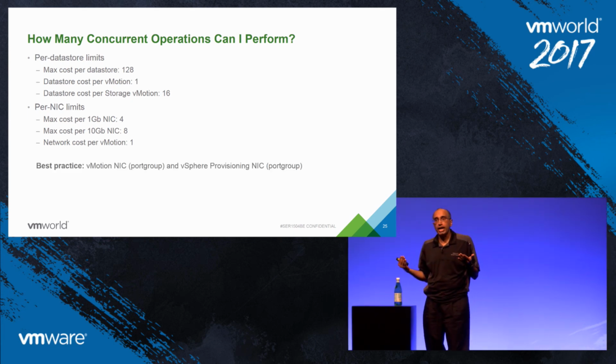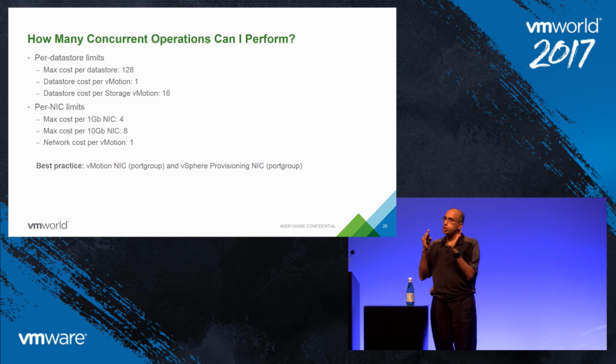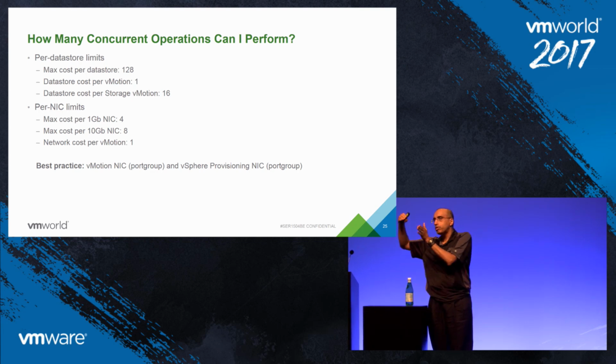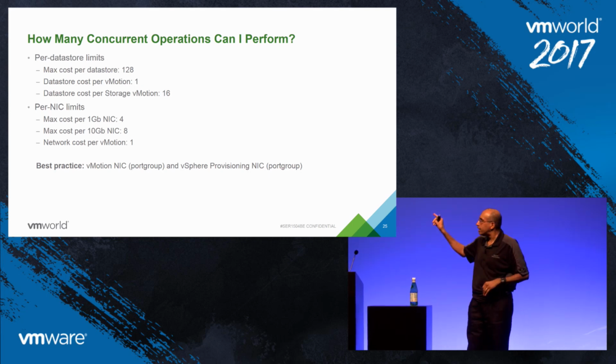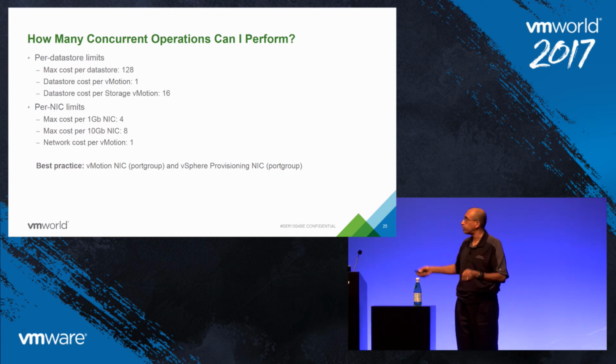Now, our best practice is to have you deploy a separate vMotion NIC and deploy a separate vSphere provisioning NIC so that you can get maximum concurrency across those NICs. It doesn't have to be a NIC, it can also be a port group, by the way.